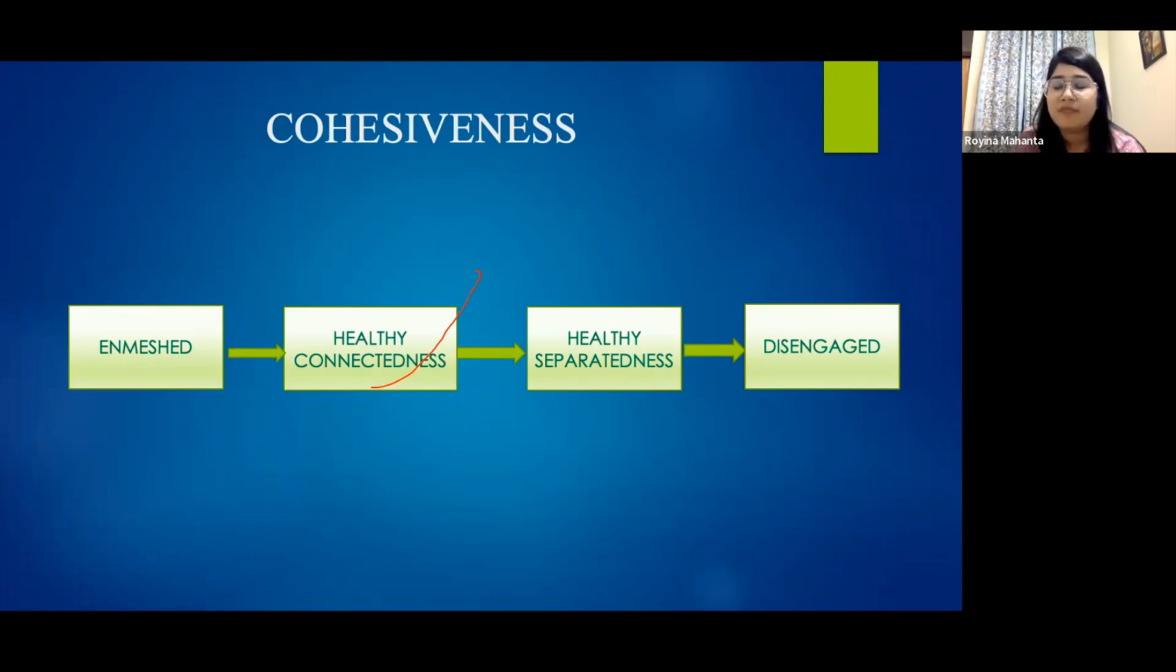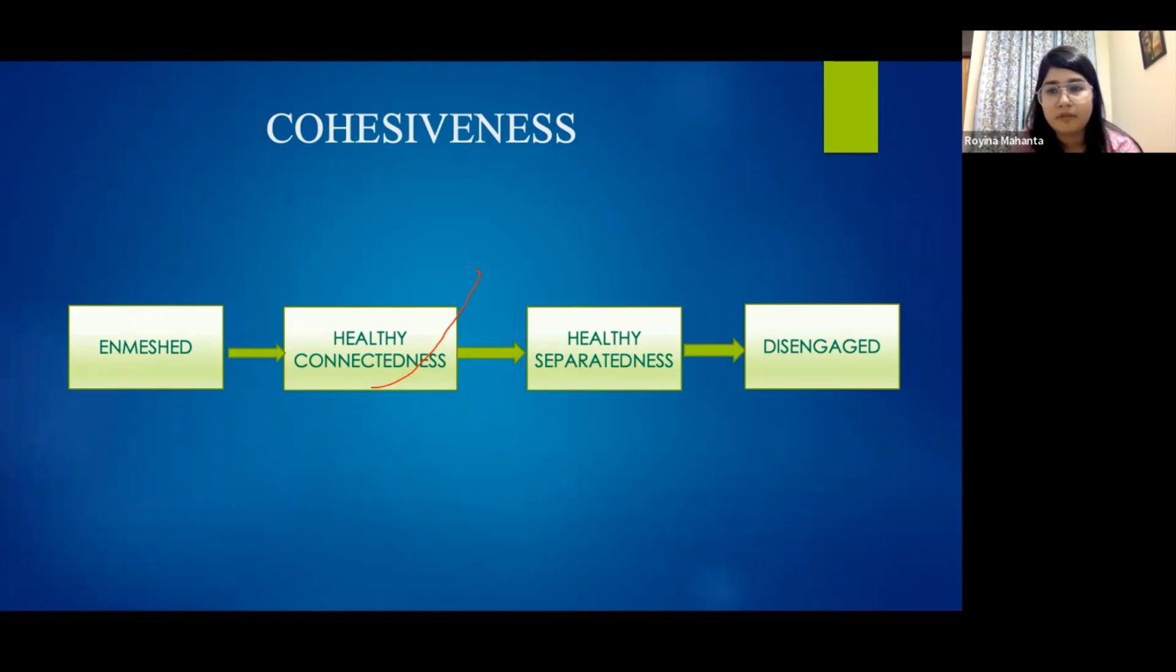But presence of family rituals, which involve them spending time as a family together, will be seen in healthy separated and healthy connected families. And family rituals will be very, very high in enmeshed families. So whenever we come across an enmeshed family, in therapy, we try to bring them to healthy connectedness. So we try to reduce the degree of dependence and bring about some independence, which leads to healthy connectedness.